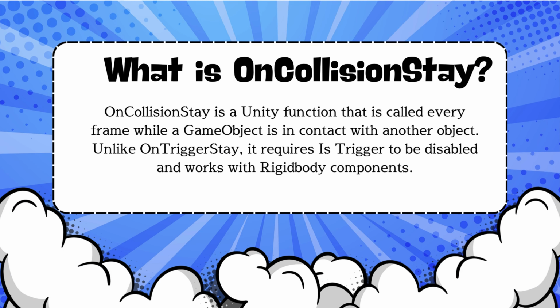What is OnCollisionStay? OnCollisionStay is a Unity function that is called every frame while a game object is in contact with another object. Unlike OnTriggerStay, it requires its trigger to be disabled and works with rigid body components.